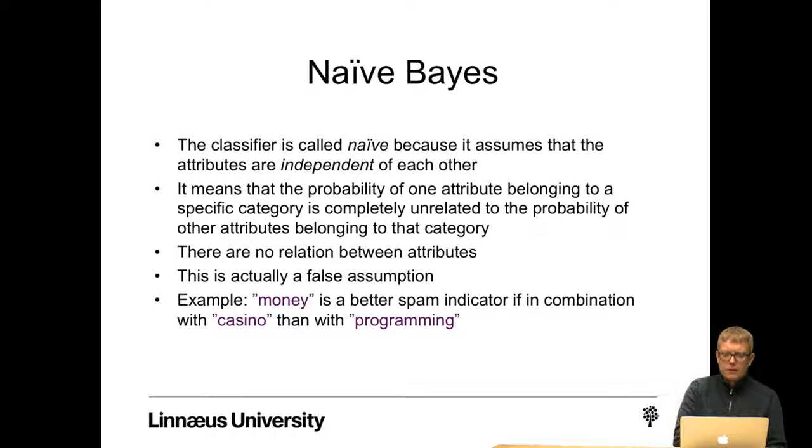The classifier is called naive because it assumes that the attributes are independent of each other. It means that the probability of one attribute belonging to a specific category is completely unrelated to the probability of other attributes belonging to that category. So there is no relation between attributes. And this is actually a false assumption. For example, the word money is a better spam indicator in combination with casino than with programming.